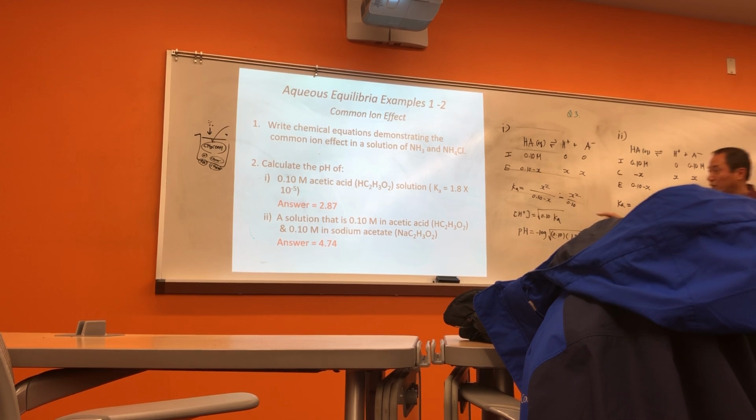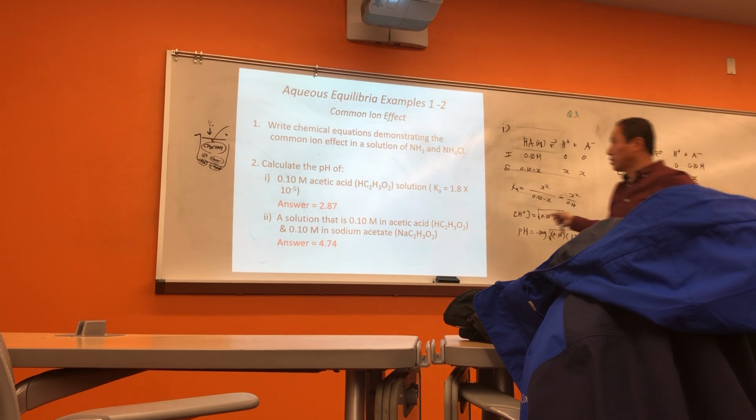But we assume X will be very small. It is very small compared to the initial concentration here, right? And then it is just considered a very good approximation. Now I have a question. We assume X will be small compared to 0.10. Now the common ion effect will change that. But how does it change?